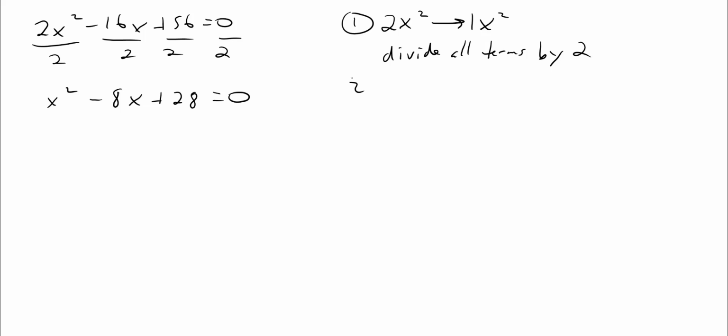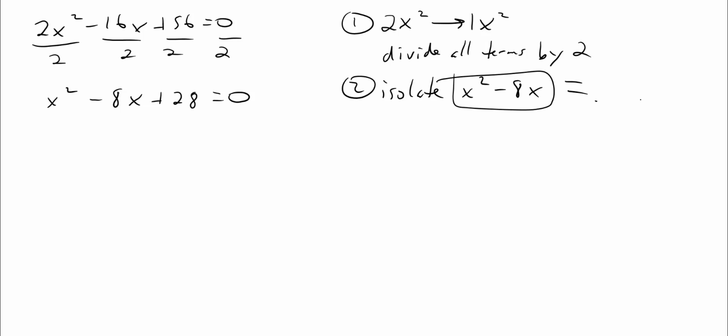Okay? Second step is isolate the x squared minus 8x. So that's one side and everything else on the other. So this is like the numbers.